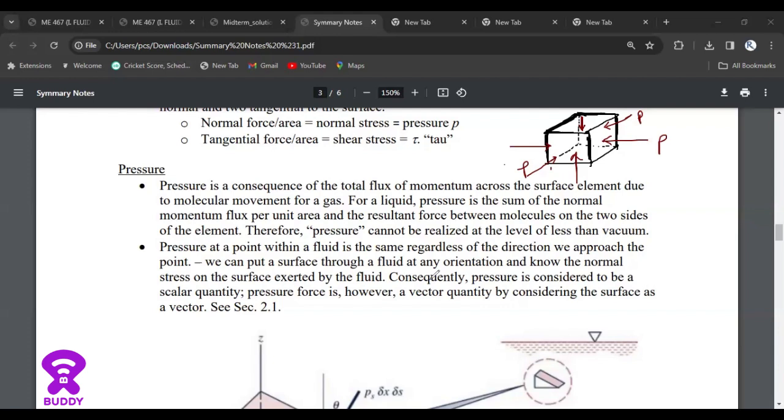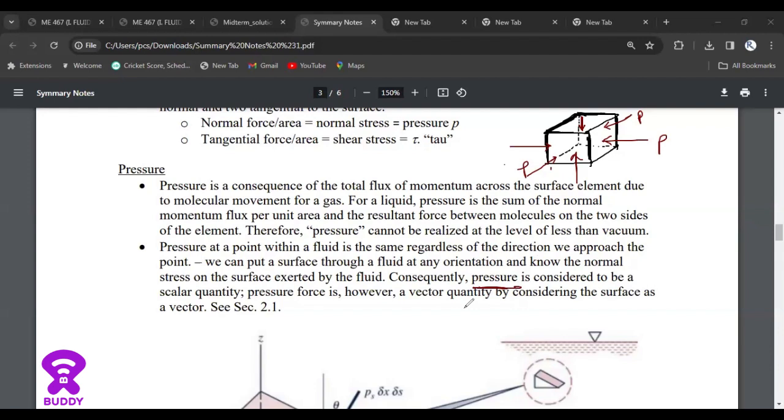Why? Why is pressure considered to be a scalar quantity? See, from all the directions the pressure is the same, right? From all the directions the pressure is the same. When it is the same from all directions, then what can we conclude from here? There is no specific direction. When there is no specific direction, that is a scalar quantity, right?